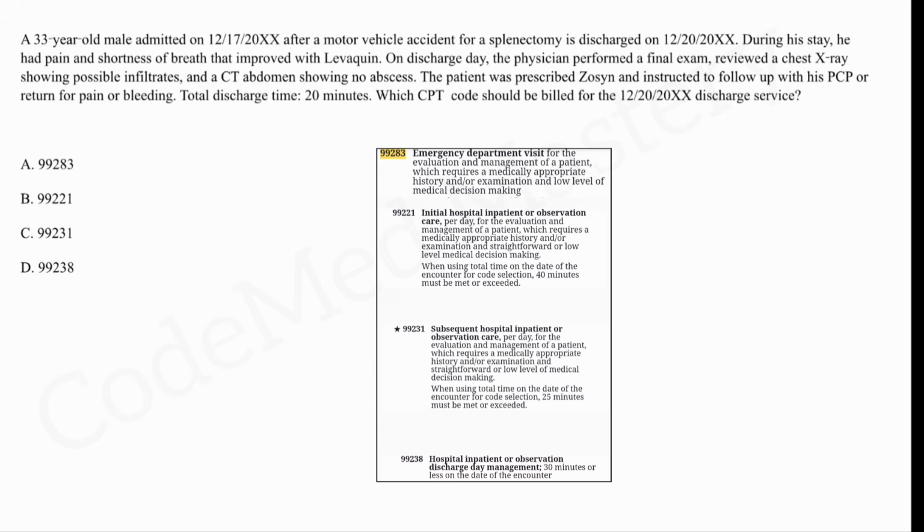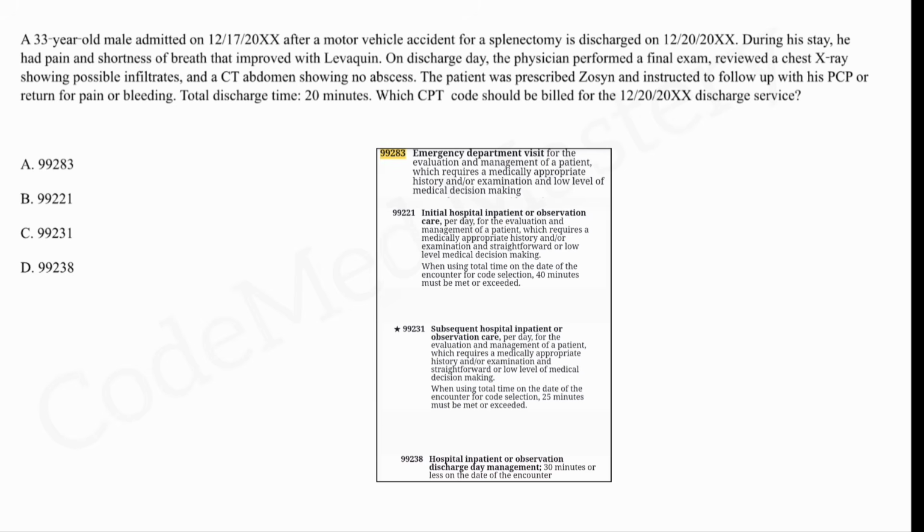99231 is for subsequent hospital inpatient or observation care. MDM is straightforward or low and time 25 minutes must be met or exceeded. Check option D 99238. 99238 is for hospital inpatient or observation discharge day management 30 minutes or less on the date of encounter. Now let us read the question.